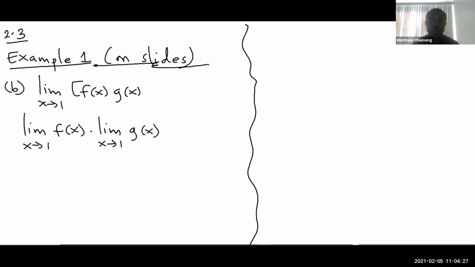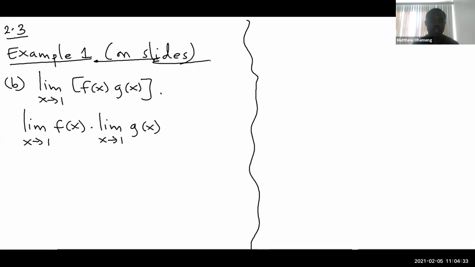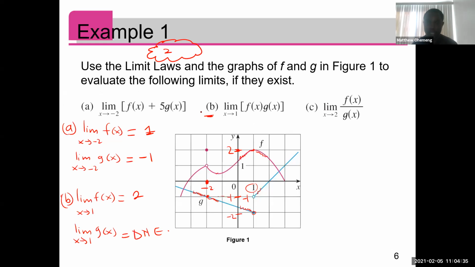Okay. And then we went back to the graph, right? So let's go back to the graph. Let me share my screen. Please, I'm back on a PowerPoint. If you can't see, do let me know. So on the graph, we realized that in part B, we needed the limit as x approaches 1 of f of x. And we saw that that was 2, right? Because if you track the function from the left and from the right, you are getting to this point, which is 2.